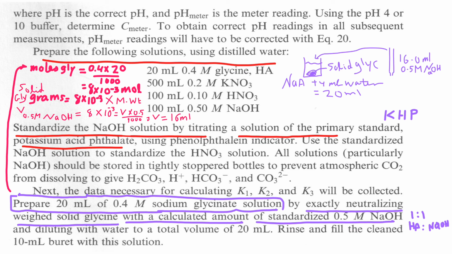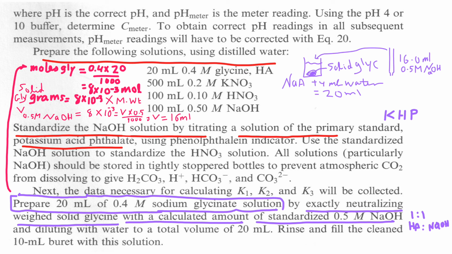Then you continue to preparing the glycinate. Now we have 8 times 10 to the minus 3 mole glycine times the molecular weight, for example 0.24 gram glycine. You add to it 16 mL sodium hydroxide, assuming it's 0.5 molar. If it's 0.5 molar, 16 mL, then you continue with another 4 mL distilled water, so you will end up with 0.4 molar glycinate.